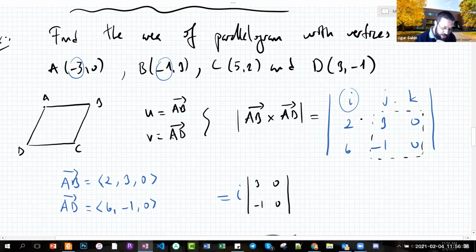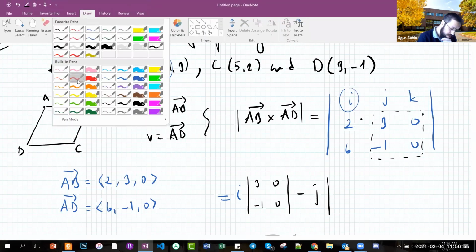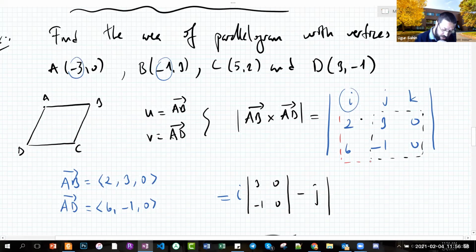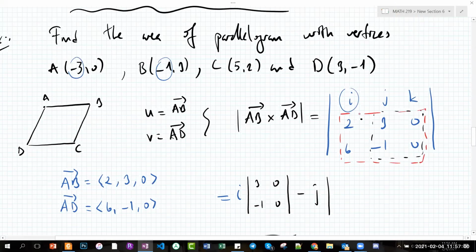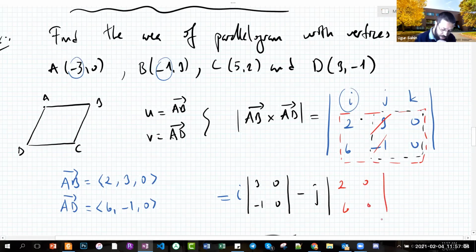But you say the k component is 0, but we need to have the 3 components since the cross product is given in three dimensions. Also, for your question, negative j. For the j part, look at that. I will use this determinant, guys. 2, 6, 0. I will cross out this part. So 2, 0, 6, 0.